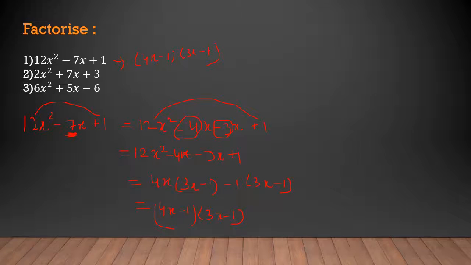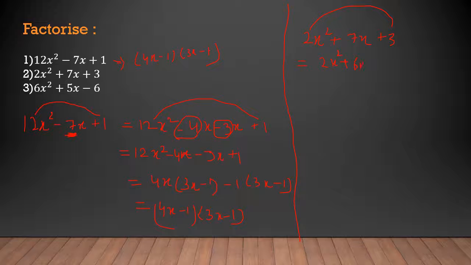Now we will move towards the second question, that is 2x square plus 7x plus 3. Clearly we can see the multiplication of these two terms is 6. 2 into 3 is 6, so we have to break down 7 in such a way that the multiplication of these two parts will be 6. That is 6x plus x.